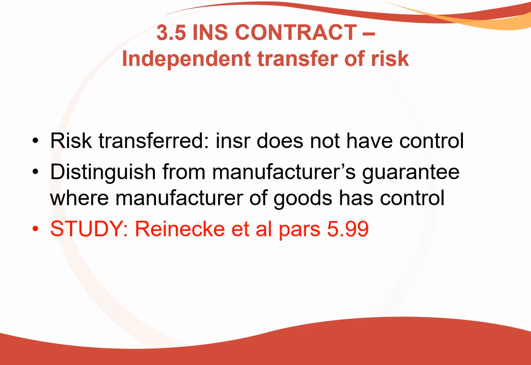An insurance contract is also an independent contract, but the risk is transferred and the insurer does not have control over it. Distinguish this from the manufacturer's guarantee, where the manufacturer of goods has control. Study the prescribed parts from Reinecke et al.